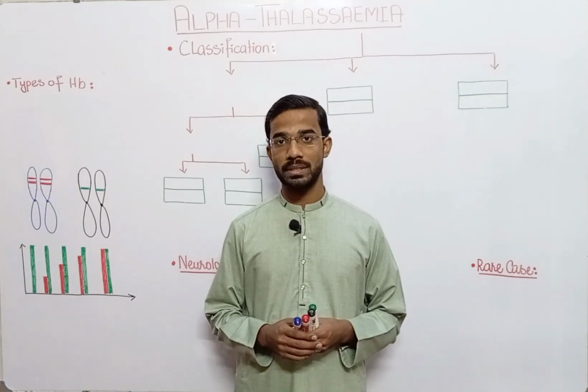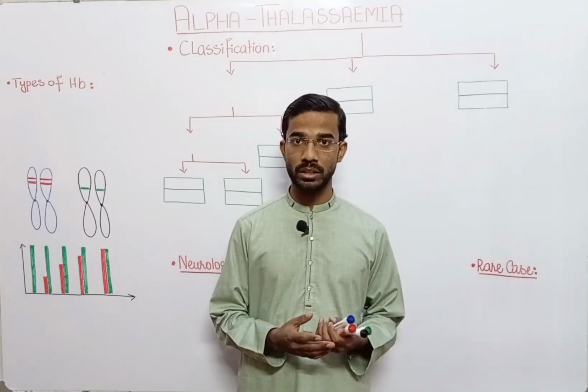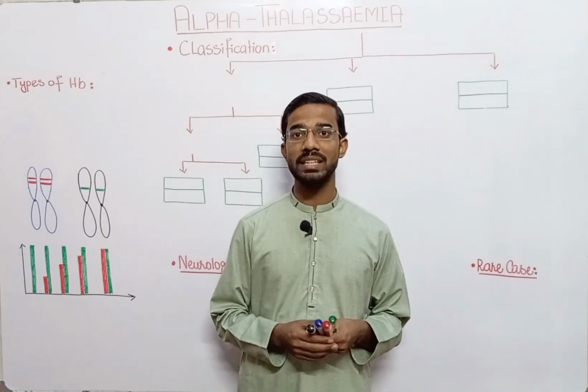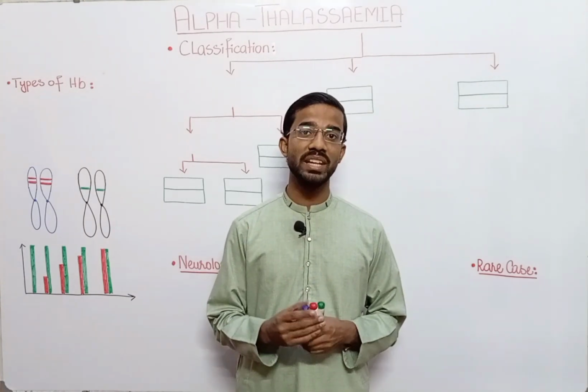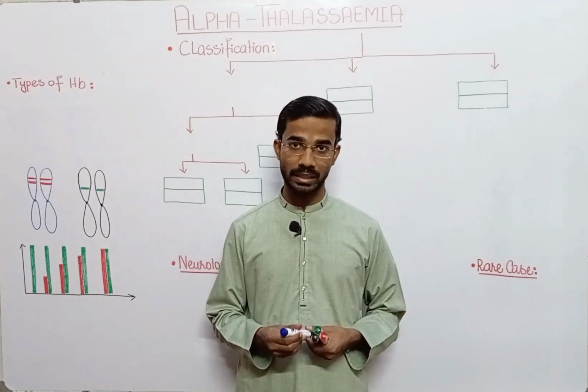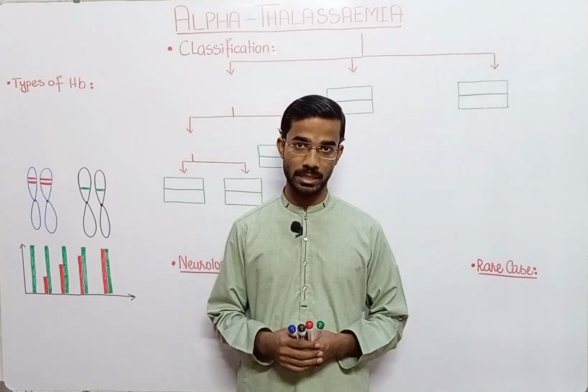It has two types, alpha thalassemia and beta thalassemia. If there is a reduction or dysfunction in the alpha globin chain, then it is called alpha thalassemia. If there is a reduction in the beta globin chain, then it is called beta thalassemia. In this lecture, we will discuss alpha thalassemia in detail.